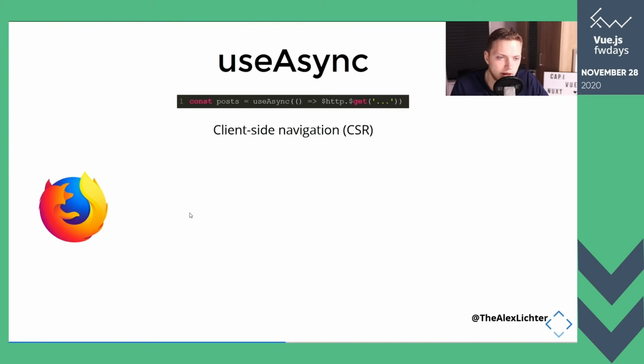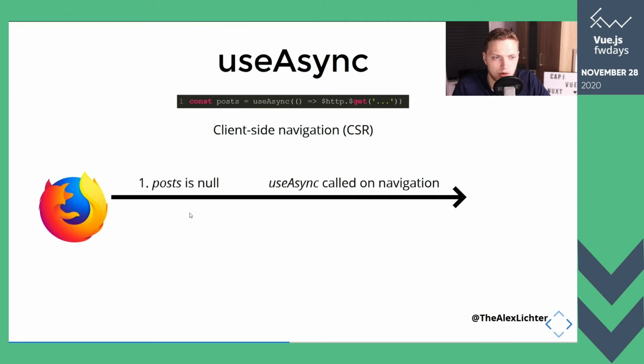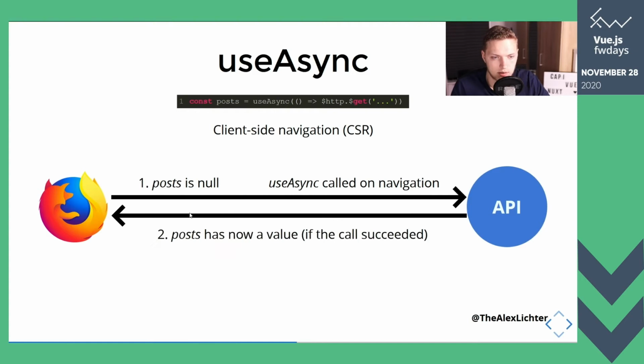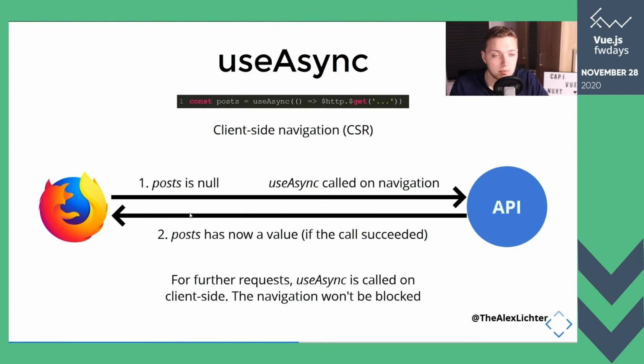But let's look at the client-side navigation. So when you navigate to another page on the client side, then it's a bit different because, again, then post is null and useAsync is called on the navigation. So imagine you're navigating to the page that has this useAsync call, not away from it. This wouldn't make sense. So the problem is, of course, we can't call the Node server again. It's all client side. So useAsync is called on the client side, and the API responds with a value, and then posts has the value, of course, if the call succeeded and so on. That means for all further requests after an initial request, useAsync is called on the client side. But the important point here, the navigation won't be blocked.